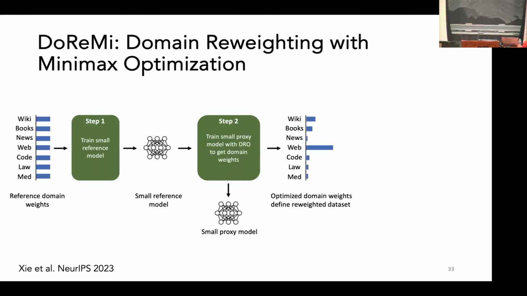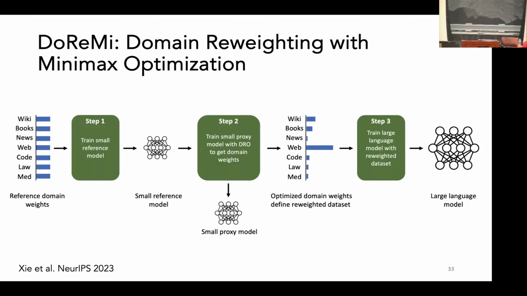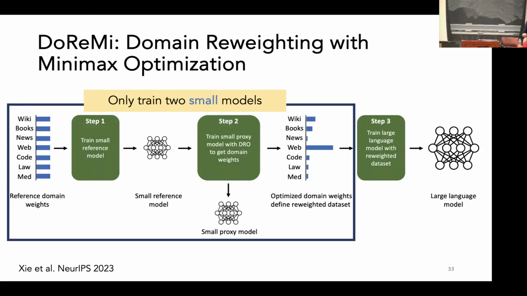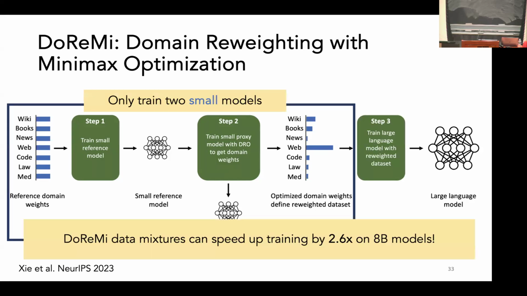These optimized domain weights define a new reweighted data set that we can use to train a much larger model in step 3. You'll note that the steps used to optimize domain weights, steps 1 and 2, only train 2 small models here for computational efficiency. The punchline here is that domain data mixtures can speed up training by 2.6 times on 8 billion parameter models. Yeah.